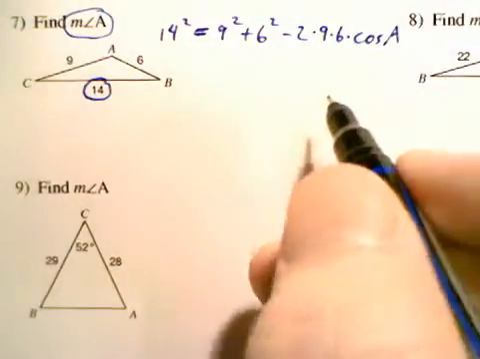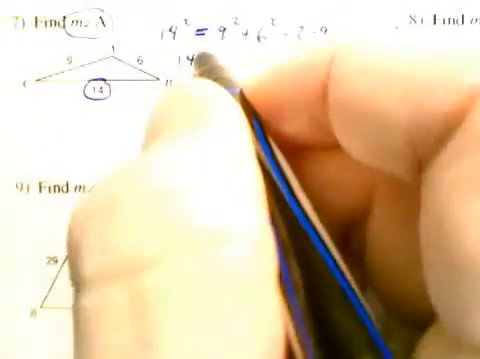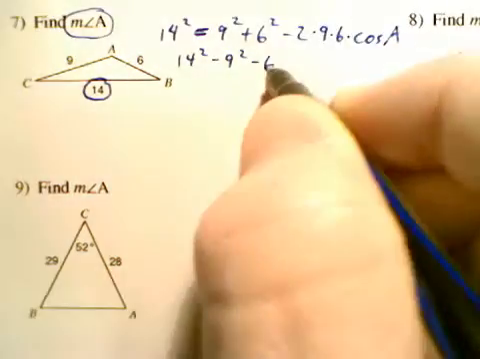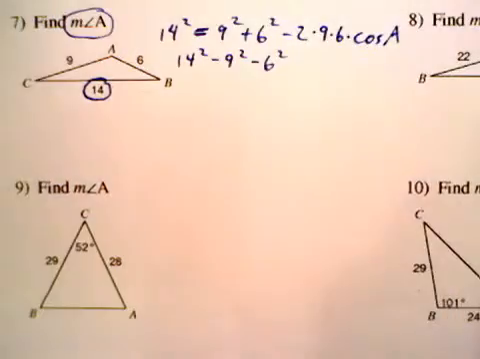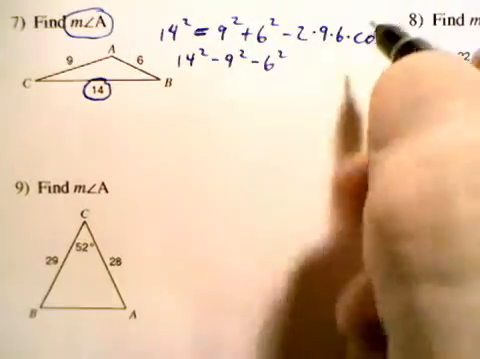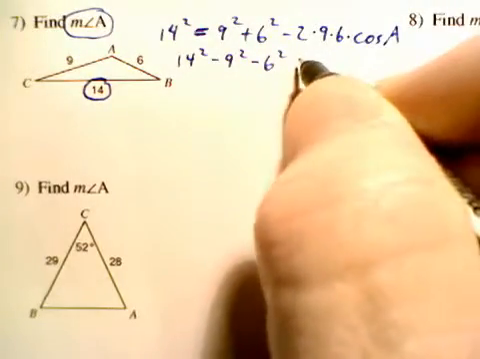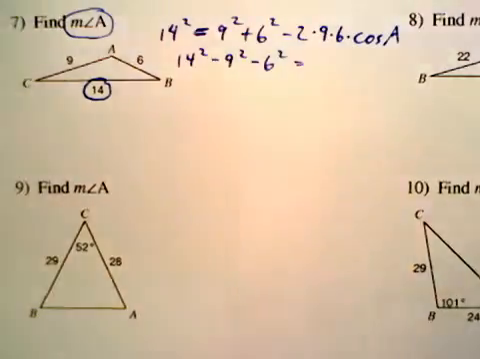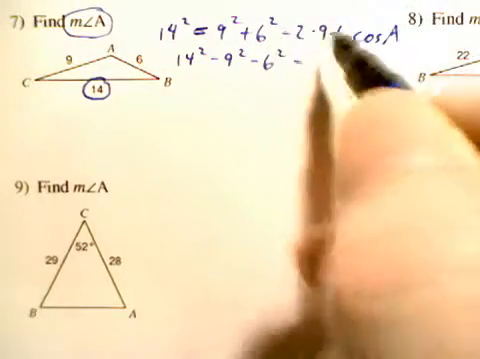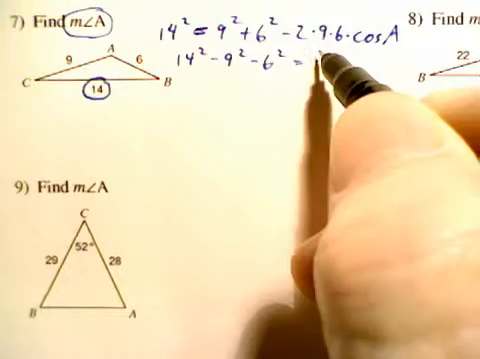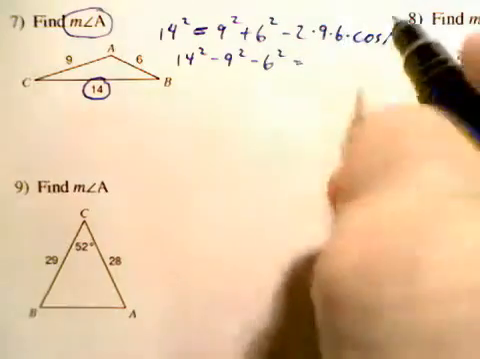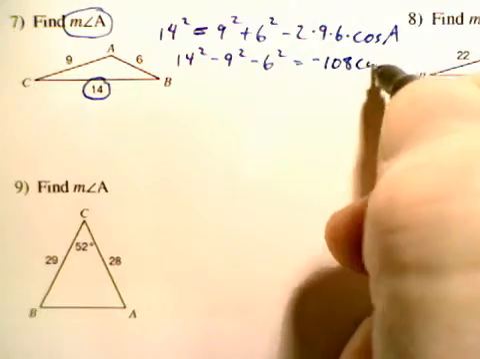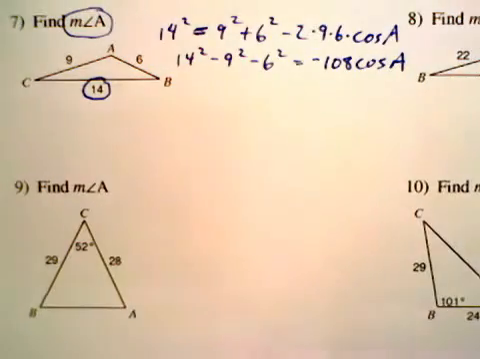To make it simpler, we're going to subtract the 9 squared and subtract the 6 squared. I know I could write that as 81 and 36, and 196 there, which I'll do in a minute. And then equals, so be careful here. This is where students make mistakes. This is still negative. I know 54 times 2 is 108, so let's go ahead and do that. Minus 108 times the cosine of A.